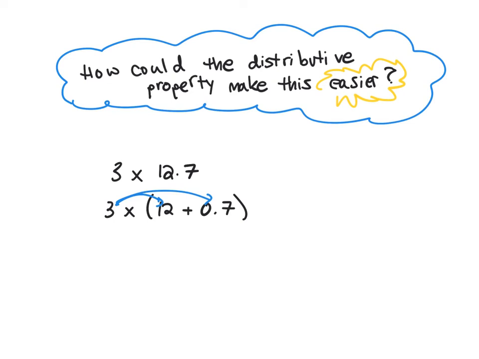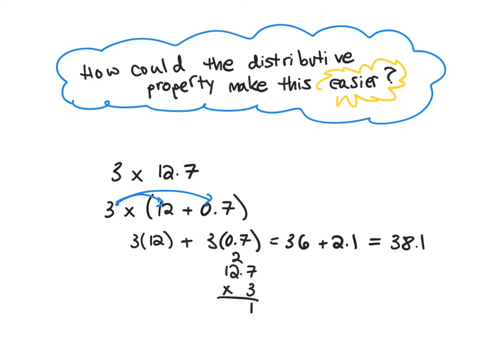So I've distributed my 3, which gives me 3 times 12 plus 3 times 7/10. 3 times 12 is 36, and 3 times 7/10 is 2 1/10. So now let's add those together and get 38 1/10. So let me just prove to you that this is the right answer. And you can see that it is.